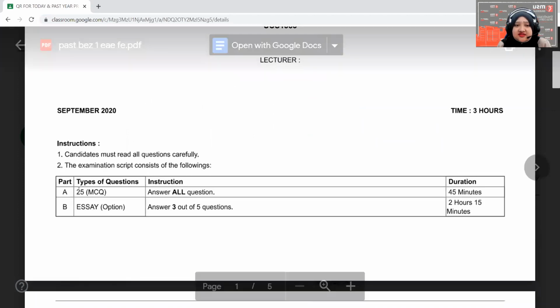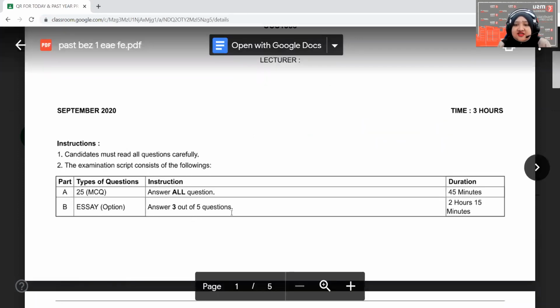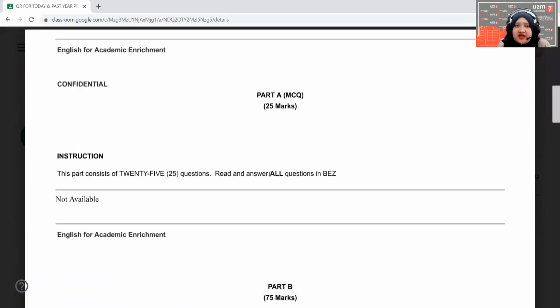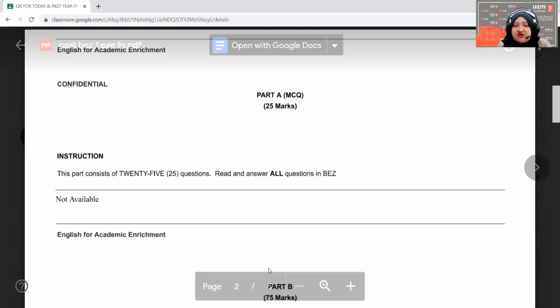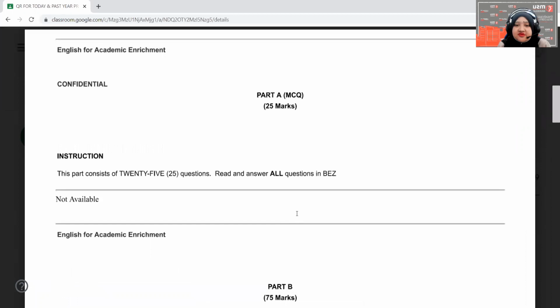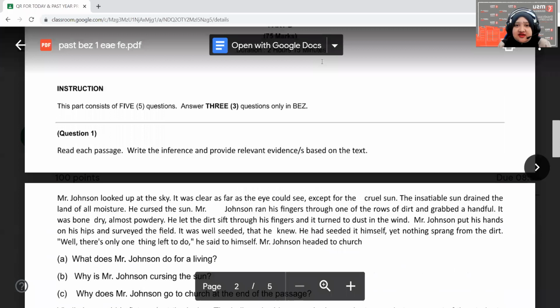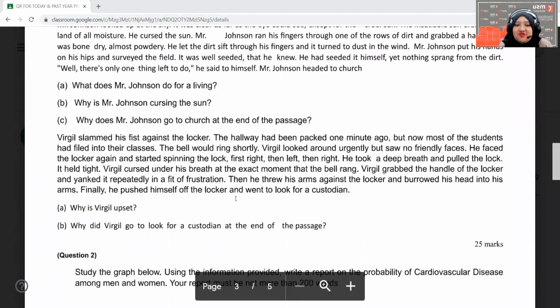So this is just one example from September 2020, a year ago. As it is, 25 multiple choice questions and answer 3 out of 5. Time: 3 hours. The part A multiple choice question is not made available. I apologize for that. There's no sample, but let's get on to part B. The first question is on the topic of inference making. The whole of question number 1 is on inference. If you feel that your inference making skill is awesome, go ahead and answer this type of question.